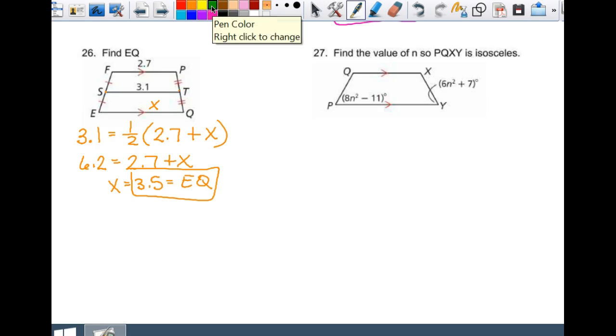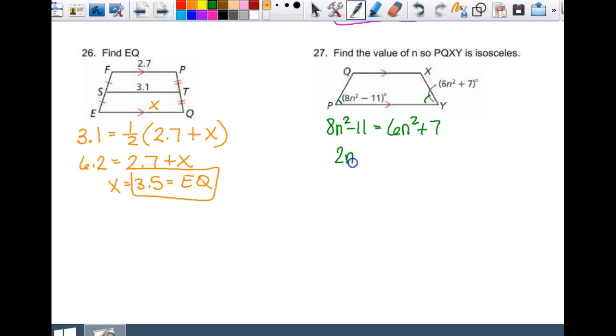Okay, so then I'm going to find the value of n so that PQXY is isosceles. So if this is an isosceles trapezoid, then the base angles are congruent. So that means that I would have to show that 8n squared minus 11 equals 6n squared plus 7. So I'm going to subtract 6n squared. I'm going to get 2n squared equals 18. Let's solve for n. So n squared is equal to 9, which means n is equal to plus or minus 3. Positive and negative works here. So there's actually two answers, a positive 3 and a negative 3.